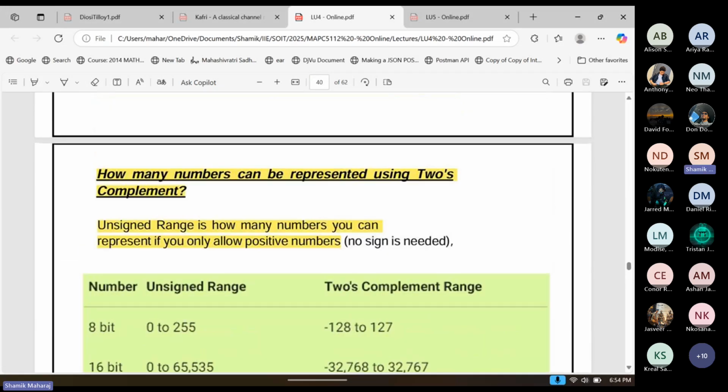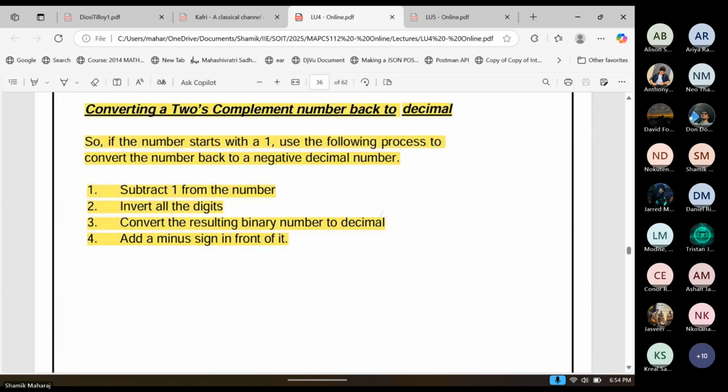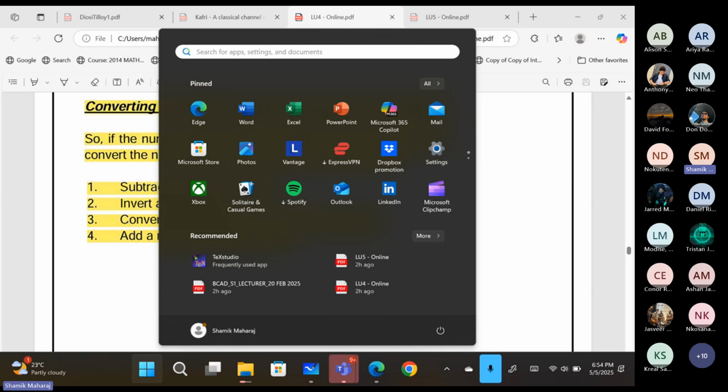Where is it? Is this it? Yeah, this is it. So subtract 1 from the number. Okay, so that's the thing.